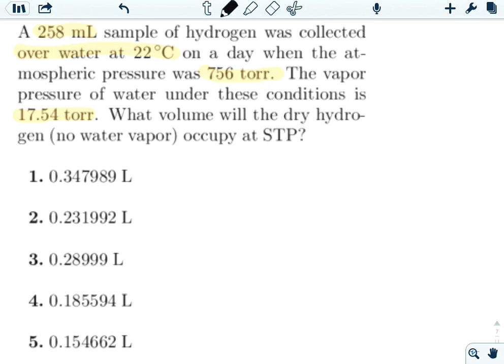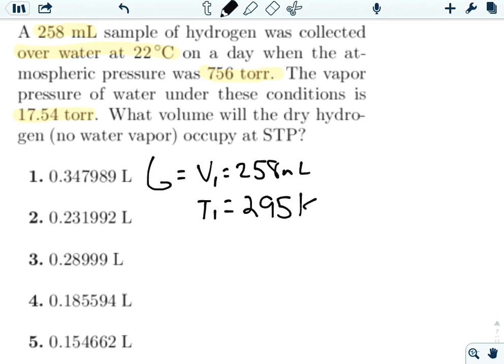So the first thing we do in any one of these is write down our givens. We have our V1 of 258 milliliters. We have a T1 of 22 degrees Celsius, which we take and put into Kelvin. So we add 273 to it, and we get a total of 295 Kelvin. And then we have our pressure.